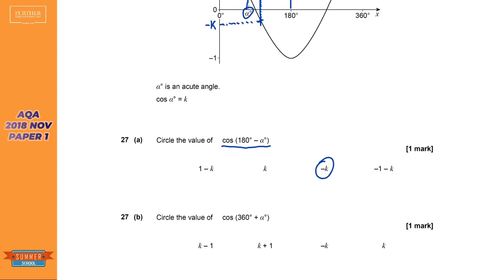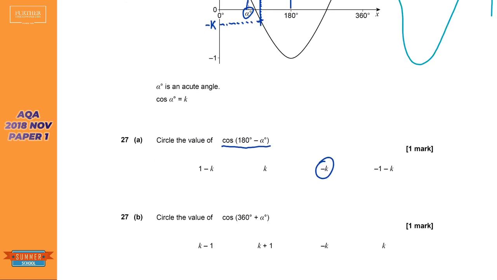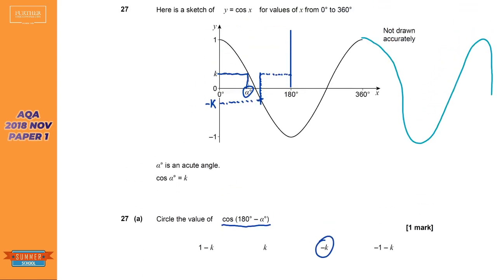Similarly, with the question B, it's testing that you understand that these go on forever. They just keep looping. And what we've got in the diagram here is one complete cycle, or one period. And you need to know that the graph doesn't just stop there, it just keeps going on and on and on forever. Okay, so if we add 360 to A, it's going to go here. And that's just going to give you the same value. It's just going to be K again.